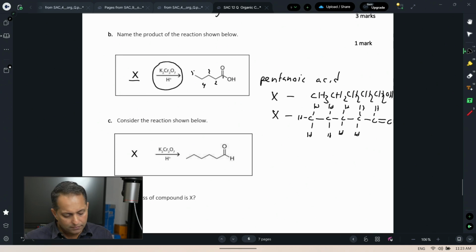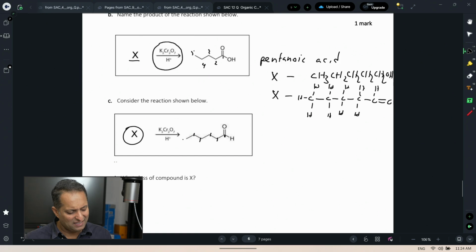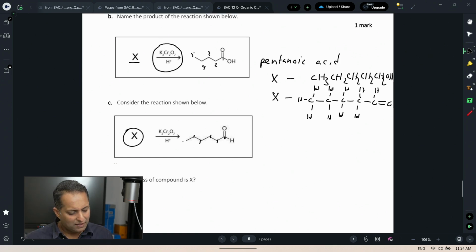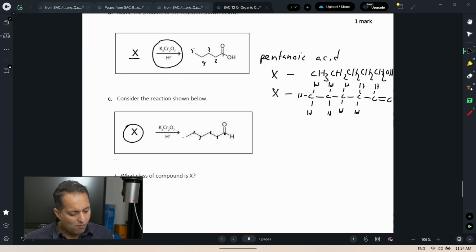C. 1, 2, 3, 4, 5. Here, 1, 2, 3, 4, 5, 6. Then X has to be hexan-1-ol or hexanal. I don't know why they are repeating the same question over again. This is ridiculous. What is compound X? This one, let's go for hexan-1-ol. Hexan-1-ol will oxidize into hexanoic acid. It's a primary alcohol.